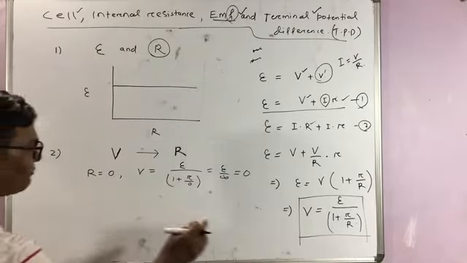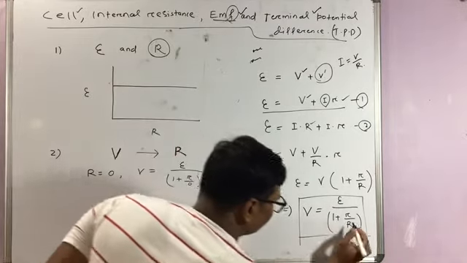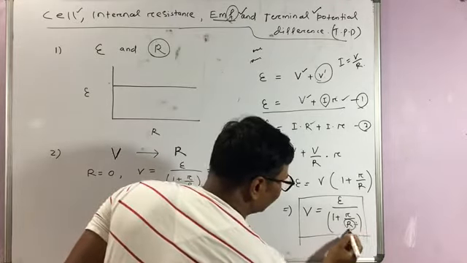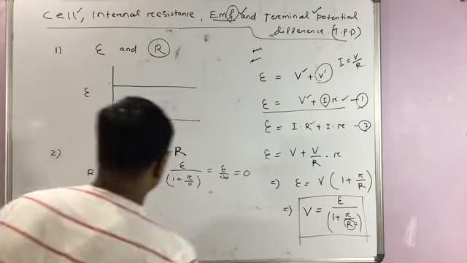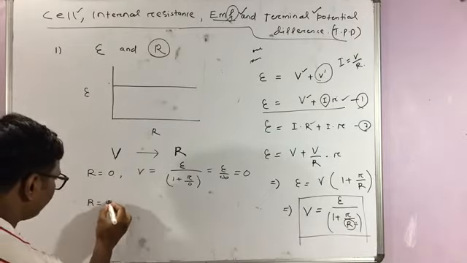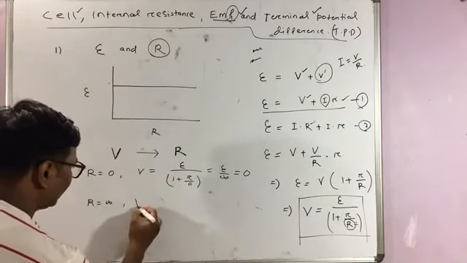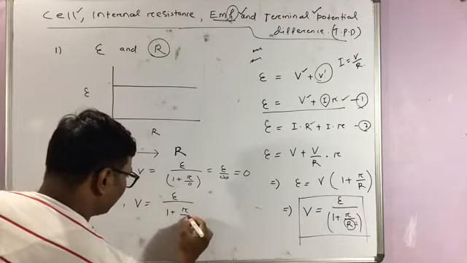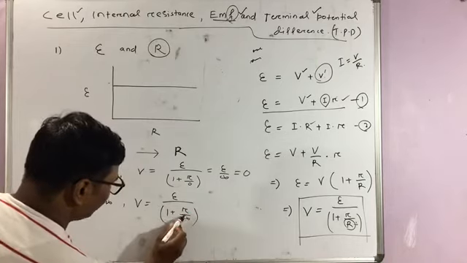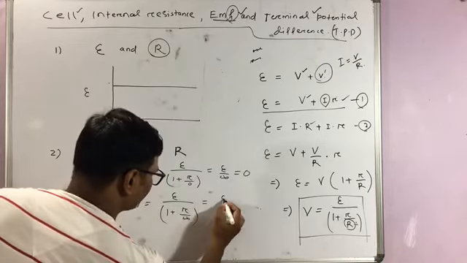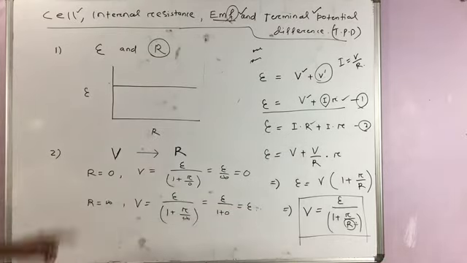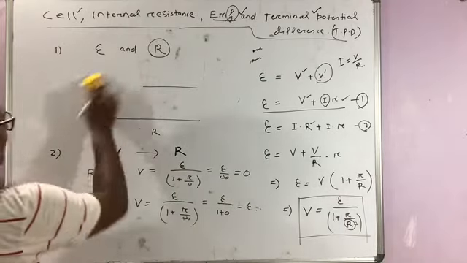Now gradually increase the value of R. Suppose the value of R increases up to infinity. When R tends to infinity, V is equal to E by 1 plus r by infinity. Something by infinity means 0, so it is E by 1 plus 0, which is equal to E. These two points let us plot the graph to show the variation between V and R.